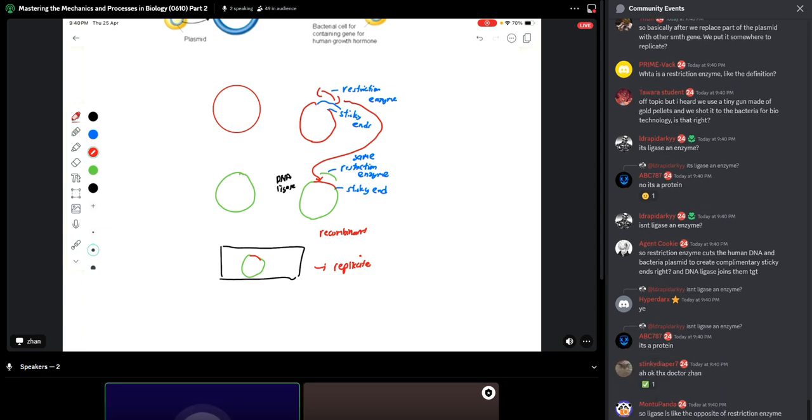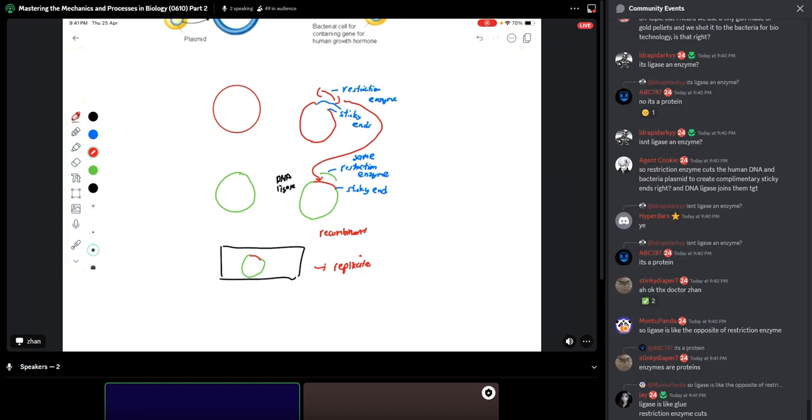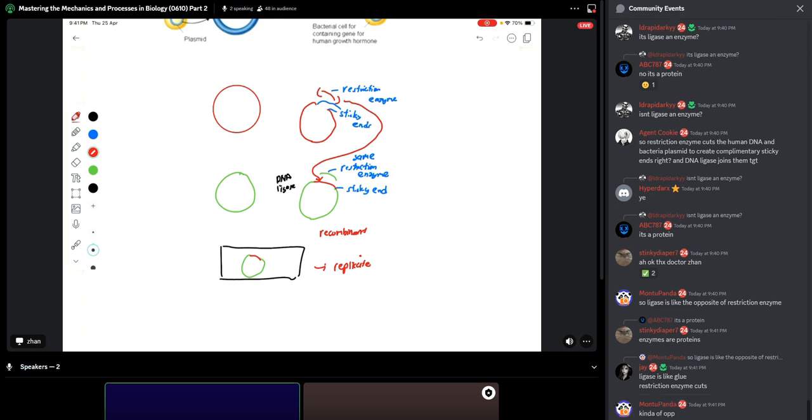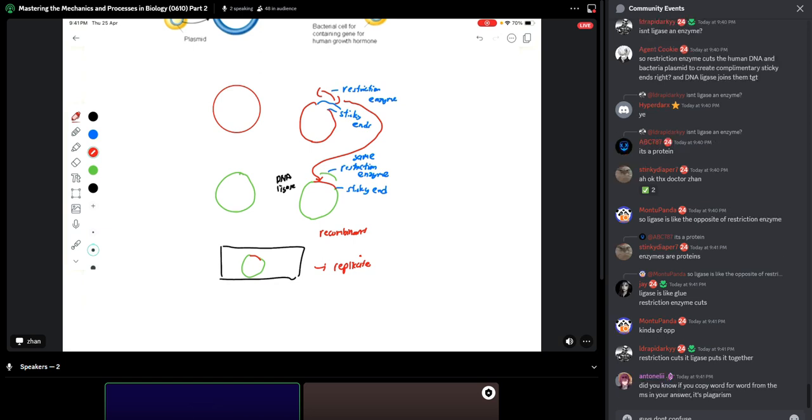Okay, so ligase is like the opposite, not to say opposite, both have different functions. Restriction enzyme is to cut it, okay? And the DNA ligase is to connect it back. I would say yes, can say opposite. Yes, I think it makes sense if you say it this way. Correct, correct. So restriction cuts it, ligase puts it together.